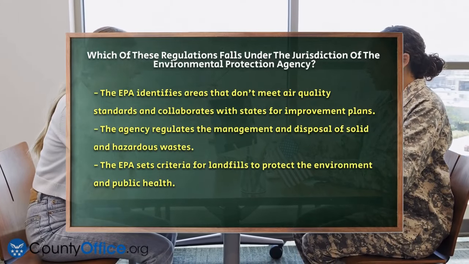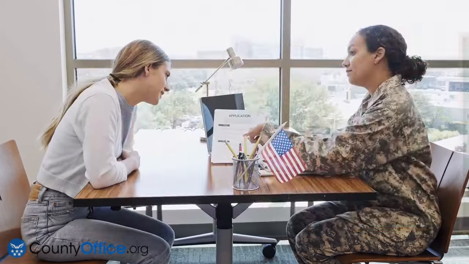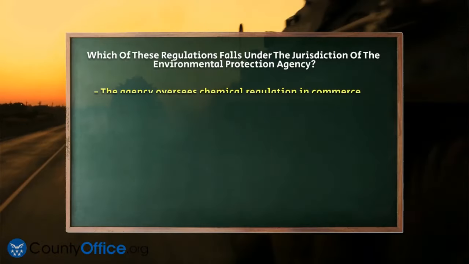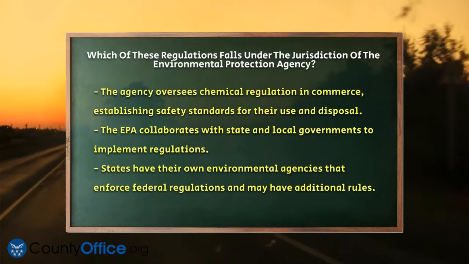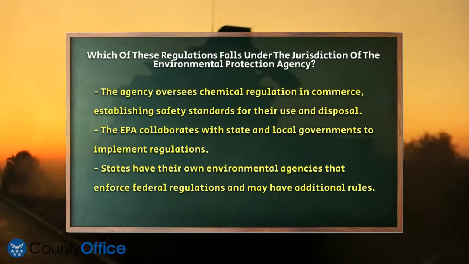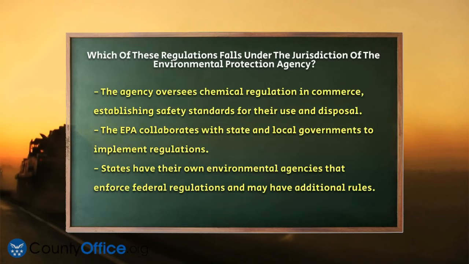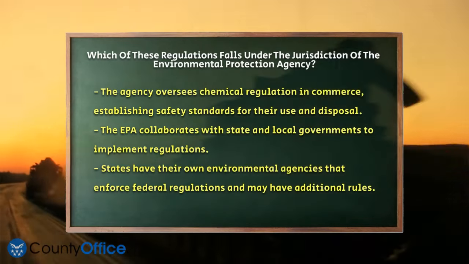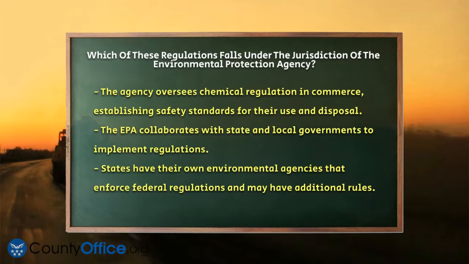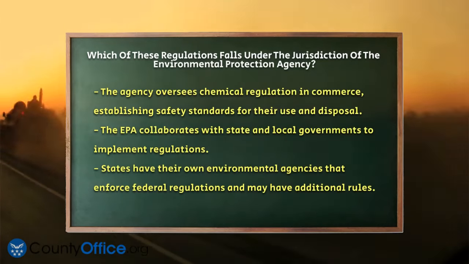When it comes to implementing these regulations, the EPA often works with state and local governments. States have their own environmental agencies that enforce federal regulations and may also have additional state-specific rules. For example, Illinois has its own Environmental Protection Act, which complements federal regulations and ensures that environmental impacts are fully considered and managed at the state level.